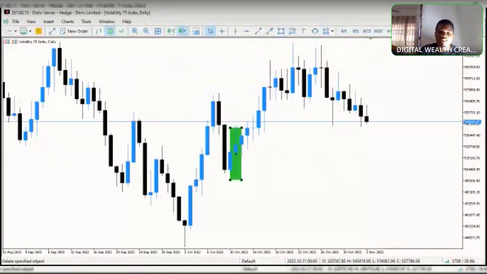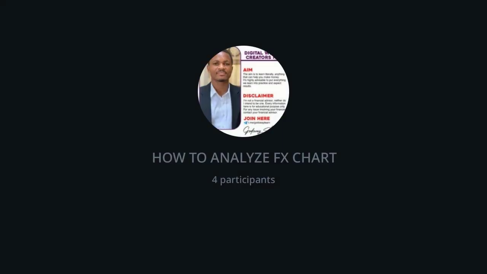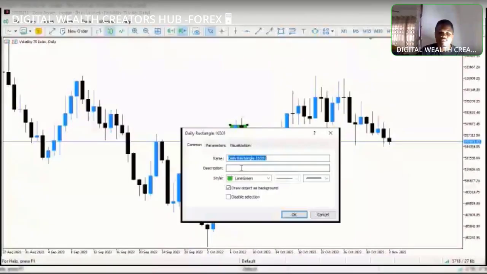I'm deleting this. I'll focus. The first rule that I set out was that the tweezer bottom or top must be fully formed, and now we have this one over here, and we know that it is fully formed. So now our first criteria has been met. And remember, you don't take a trade until you see what you want to see happen. That's why I say you need a lot of patience in this game, right? I'm just changing the color to something like red. Good.